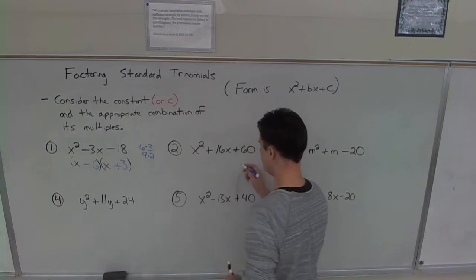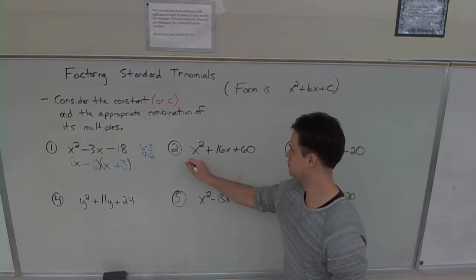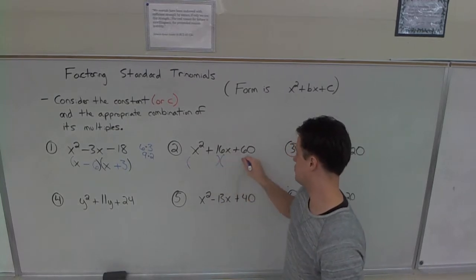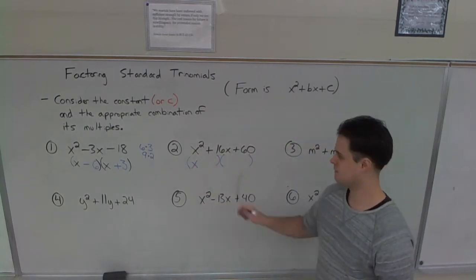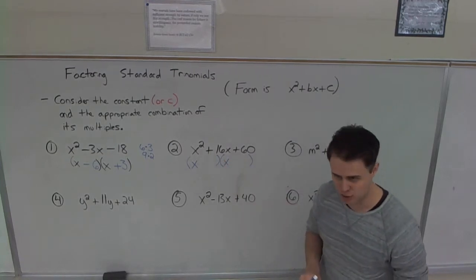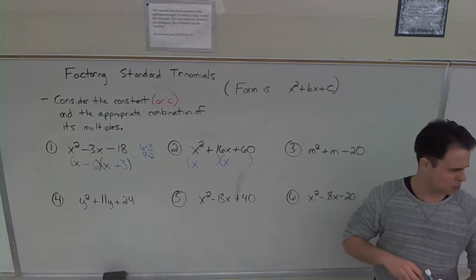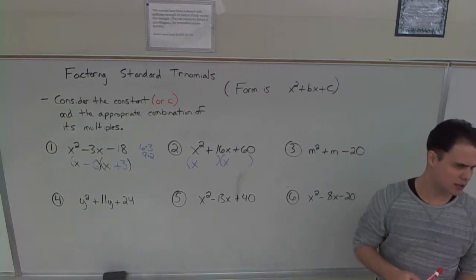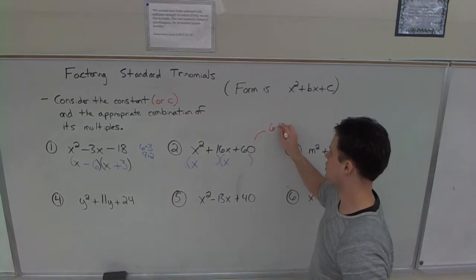So, what do you guys think for number 2? Write down the X first, in both factors. And then we have to consider multiples that multiply to what? 60. So 6 and 10 is probably one of your first guesses. Is that the right one?